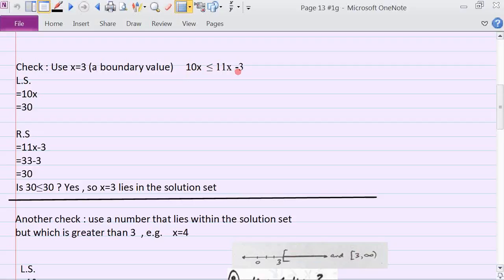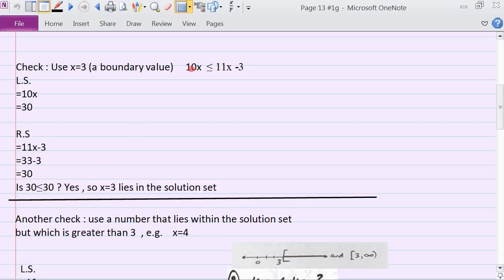So we're going to put this back into the original inequality, x equals 3. Got the left side here, 10x. So 10 times 3 is 30, right here. And now we're going to look at the right side, which is this part of the inequality right here. We're going to substitute x equals 3. So 11 times 3 is 33, minus the 3 is 30.